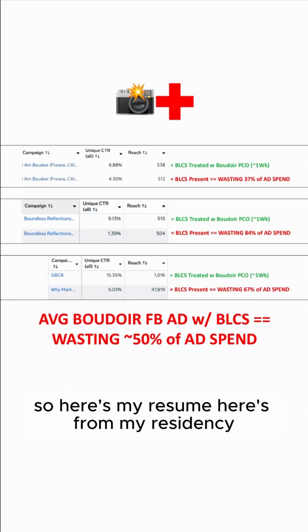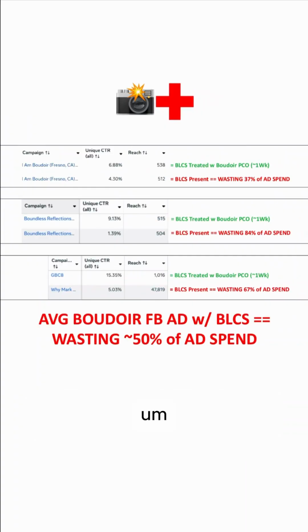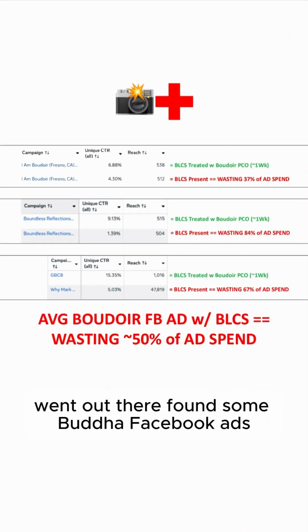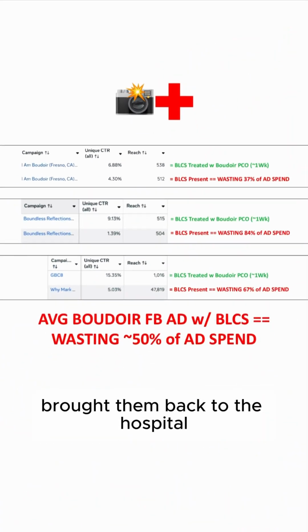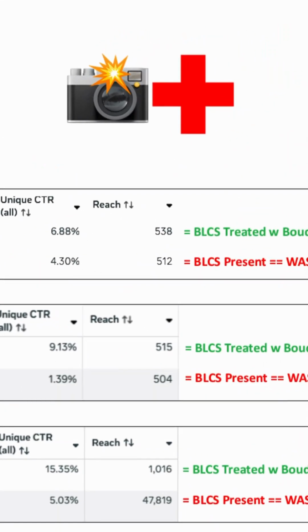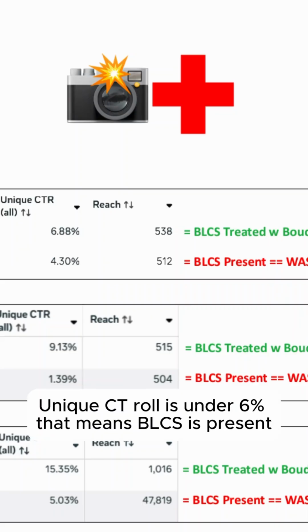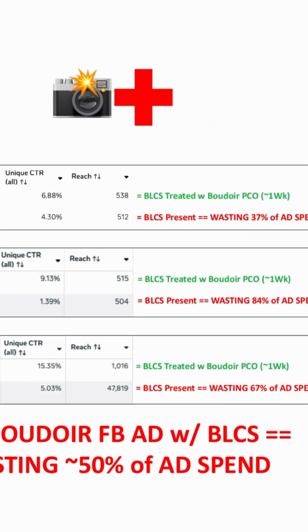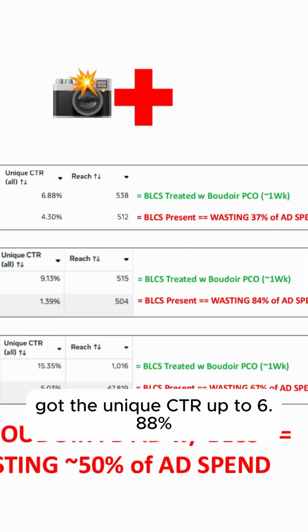So here's my resume. Here's from my residency. Went out there, found some Boudoir Facebook ads, brought them back to the hospital. First one, unique CTR 4.3% when I tested it. All right, unique CTR is under 6%. That means BLCS is present. So we duplicated it, treated it with Boudoir Pico. Took about a week. Got the unique CTR up to 6.88%.